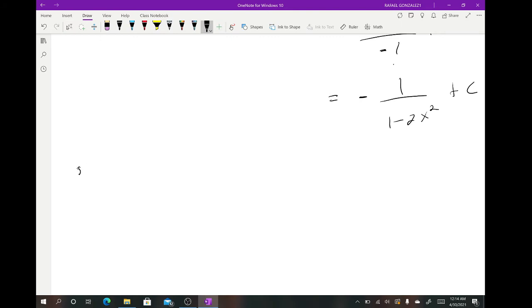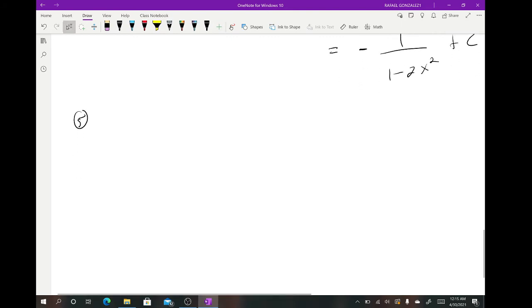Let's do one more, number 5. So number 5 says the following. Let's say you're given the integral of cosine squared x times sine of x dx. Well, here we have to be a little bit careful.